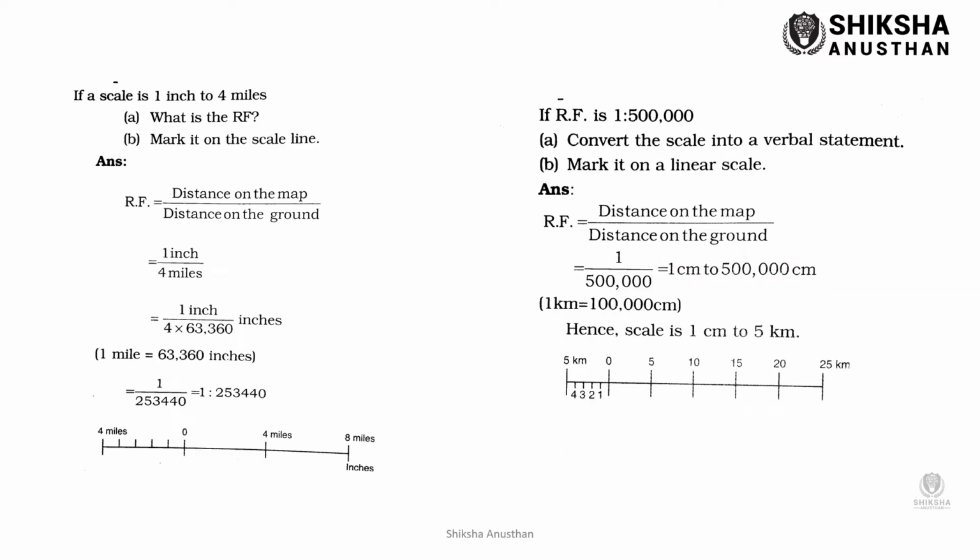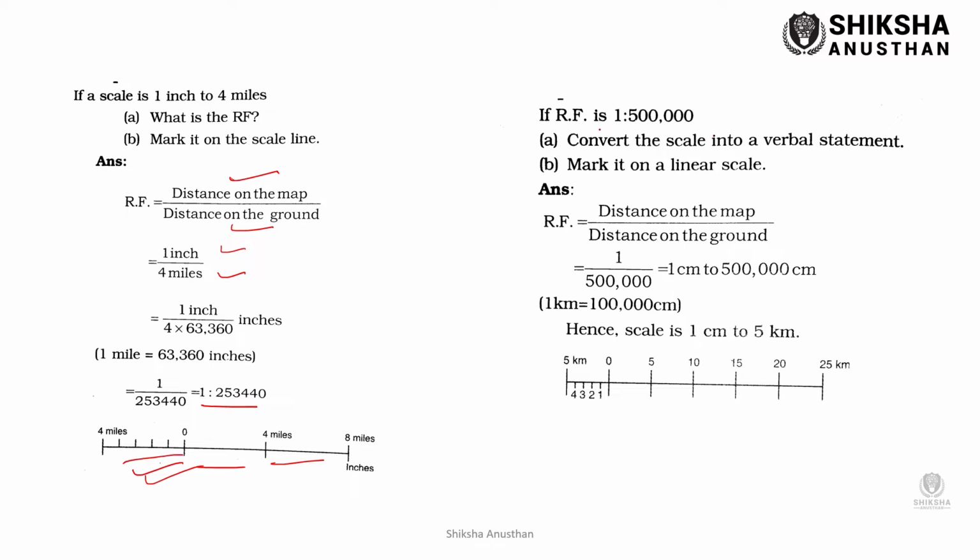Now let us see some questions which might come in calculation of the scale. If a scale is 1 inch to 4 miles, what is the representative fraction? Mark it on a scale line. As we know, the formula for representative fraction is distance on map by distance on ground. So 1 inch by 4 into 63,360 inches, as 1 mile is 63,360 inches. So the result comes 1 is to 253,440. And on drawing this on the linear scale, we get the figure like this: 4 miles and 4 miles, 8 mile distance, and here this is 4 miles on the map.